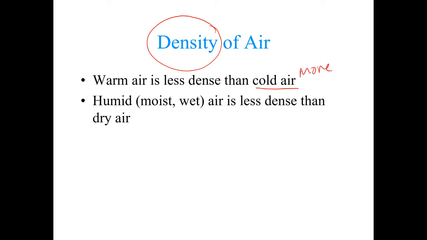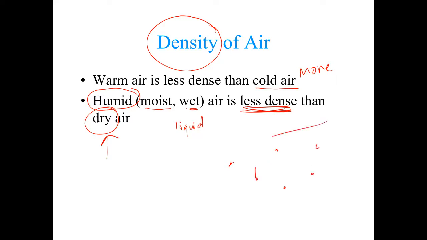Now we have 2 more types of air patterns that we're going to want to factor in. Is that air, whether it's warm or cold, humid or dry? Okay. Humid is moist and wet, almost like a liquid. It is less dense than dry air. There's less stuff in it, right? It's spread out in space, so its density is less, for the same concepts that ice is less dense than liquid water.